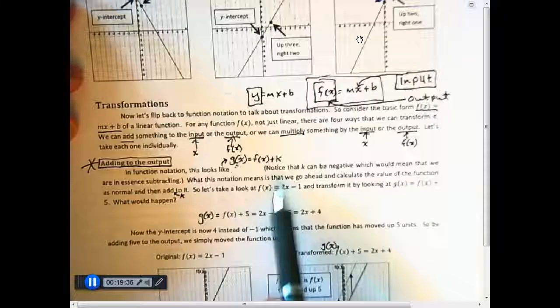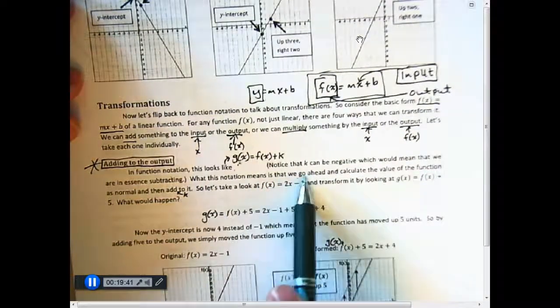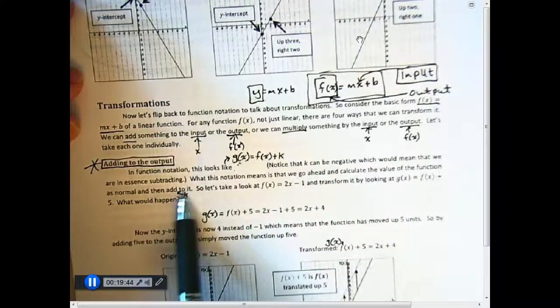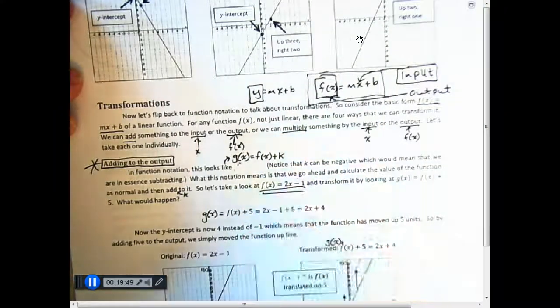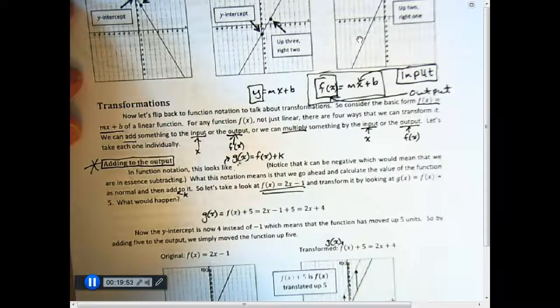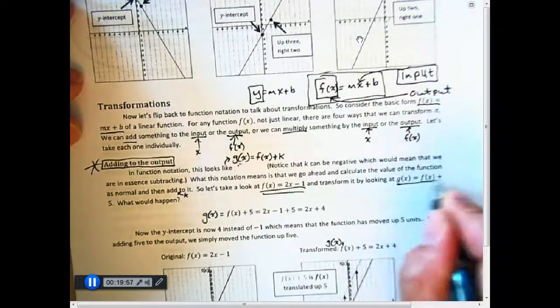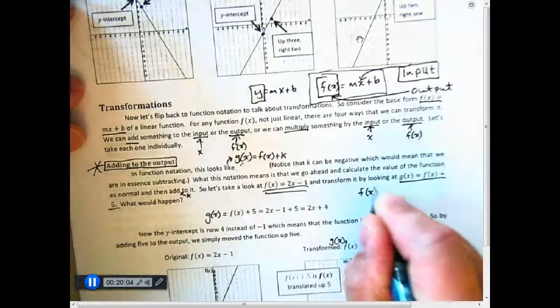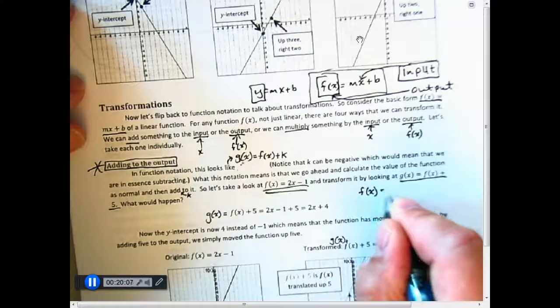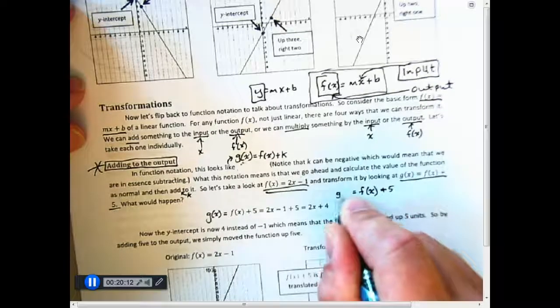All right. So, with this notation, what it means is we go ahead and calculate the value of the function, normal. We add k to it. So let's take a look at this. We're going to take our first function, the one we graphed first. Well, f of x equals 2x minus 1. And we want to add 5 to it. So notice this got chopped off again. It went from here all the way over here. So we're going to rewrite it. Let's write it right here. F of x plus 5. And that's going to be equal to g of x.